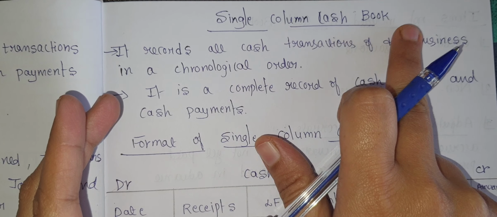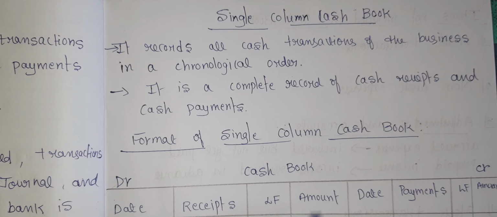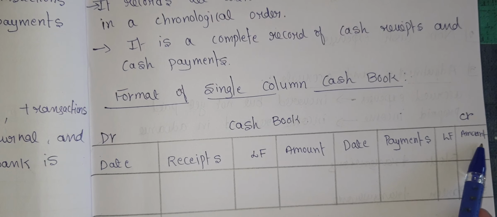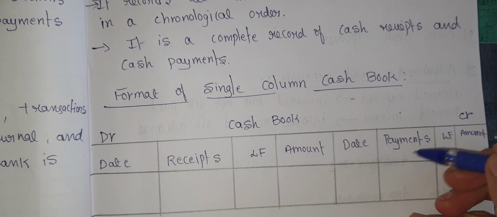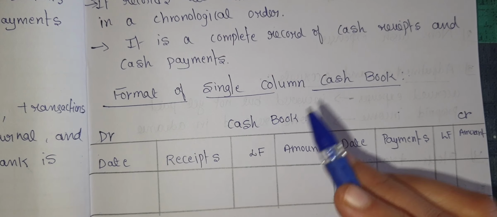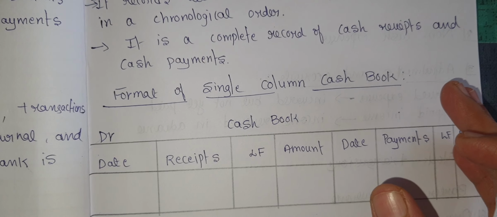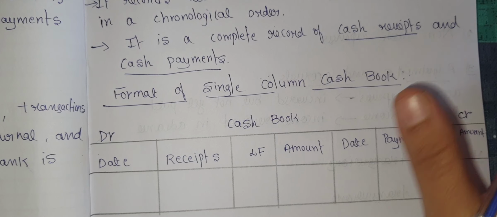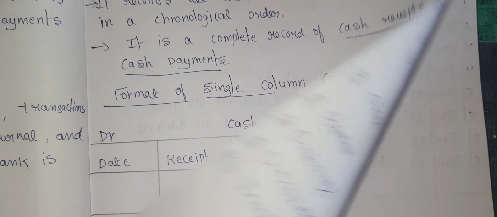In single column cash book, the format is date, receipts, LF, amount, and on the credit side, date, payments, LF and amount. The debit side represents receipts and the credit side represents payments. Here the bank column will not come, only the cash column. So it is a complete record of cash receipts and cash payments, with no bank column. Only the cash column is there in the single column cash book.